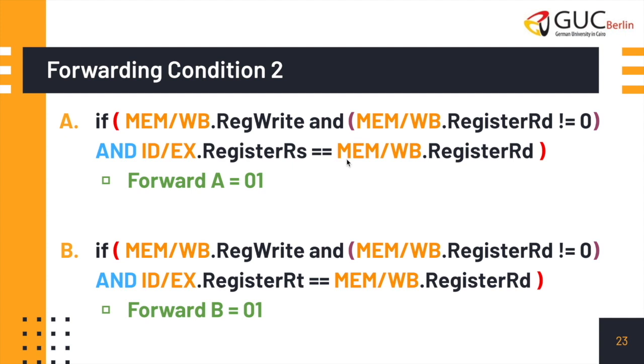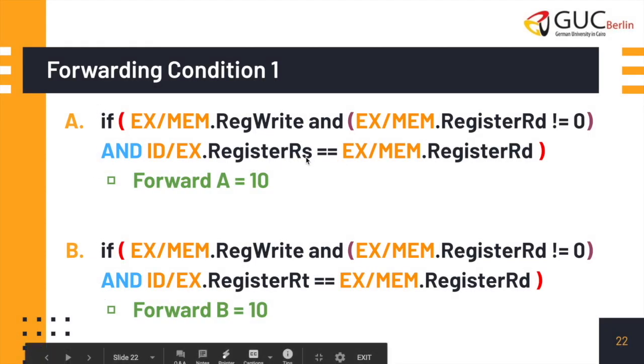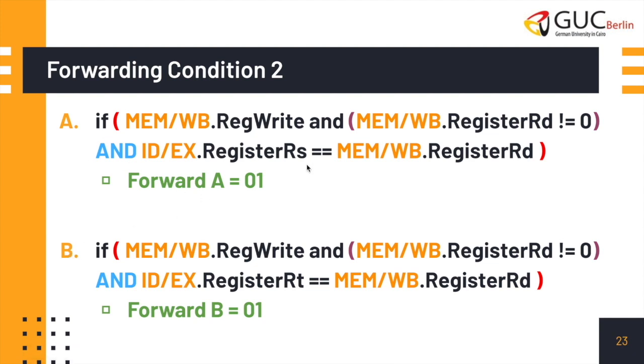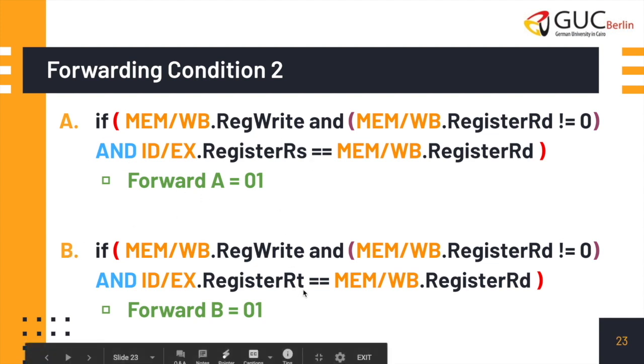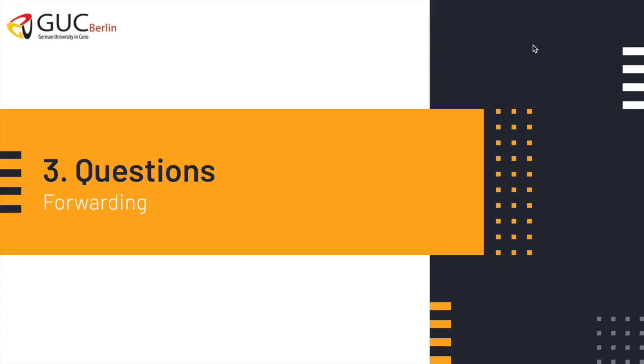So we have two main forwarding conditions, condition 1 and condition 2, with a total of 4 conditions, because condition 1 has 1A and 1B, as you can see, whether register RS or register RT, and condition 2 is 2A and 2B, whether register RS or register RT. So actually we have 4 conditions for forwarding, in general or in total. So now let's move on to some questions regarding the forwarding unit.